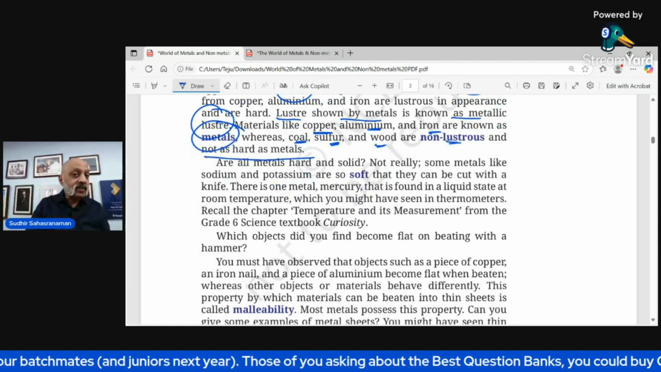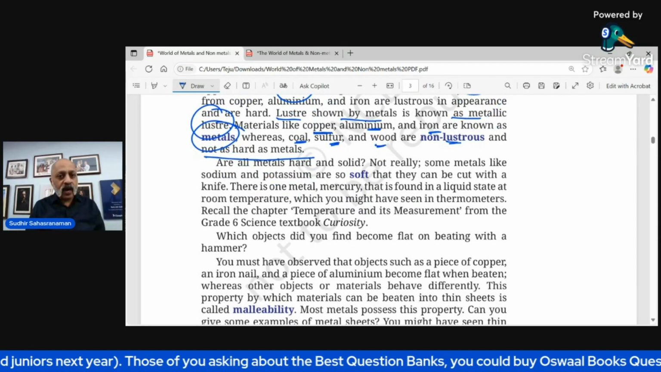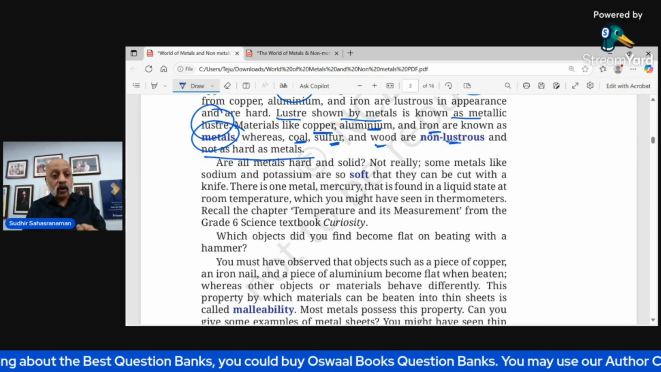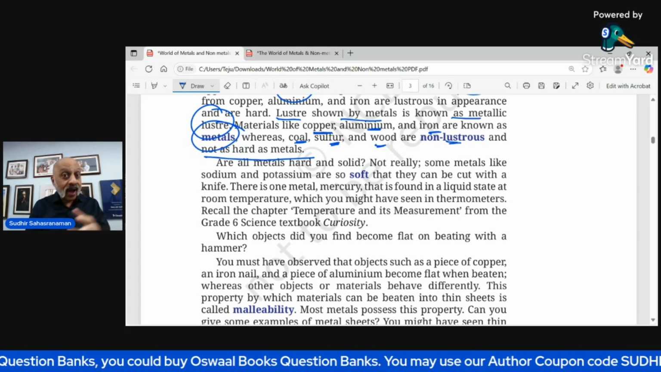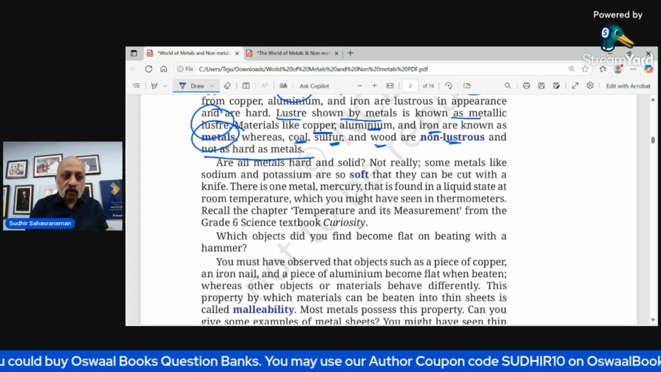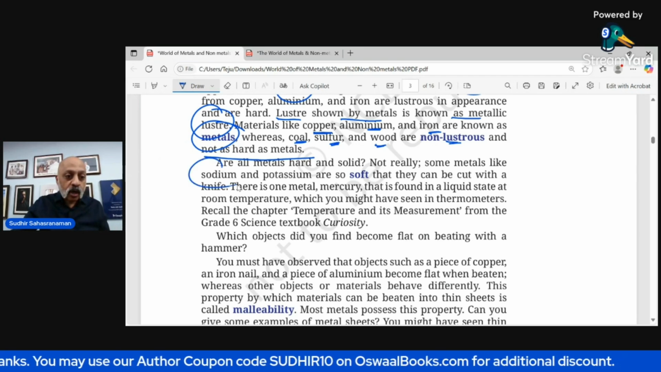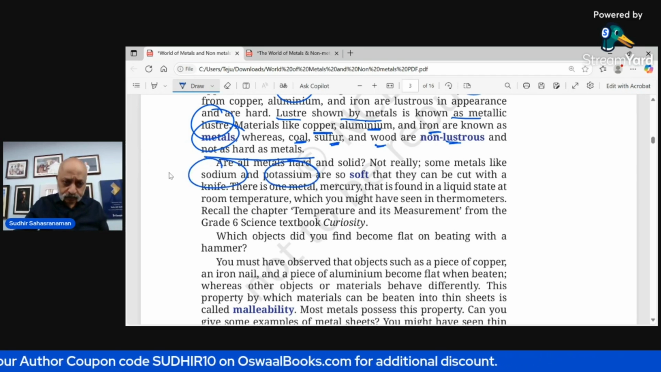So are all metals hard and solid? That's the next question you will ask. Not really. That's what I said. Not all metals are hard and solid. There are some metals like sodium and potassium, which are very soft, that they can actually be cut with a knife. You can use a knife and you can cut both sodium and potassium.